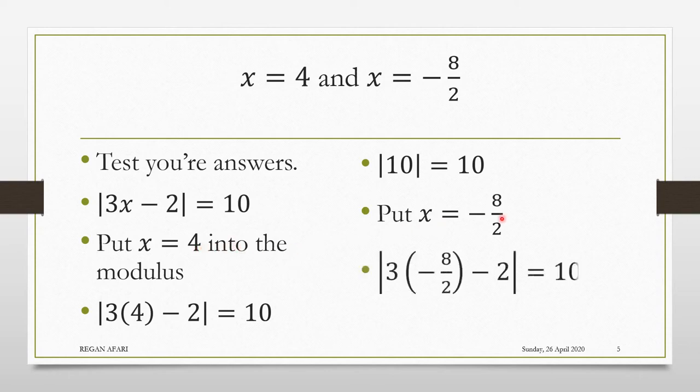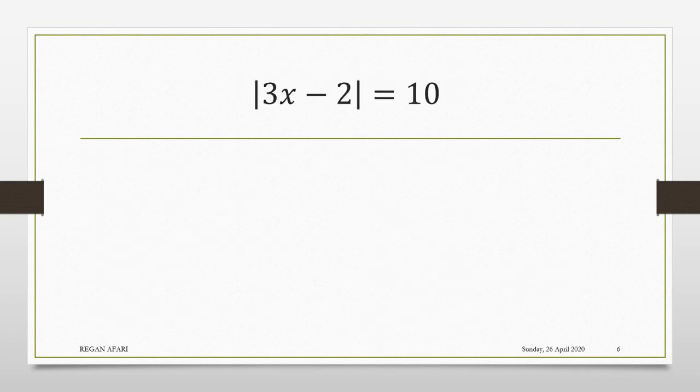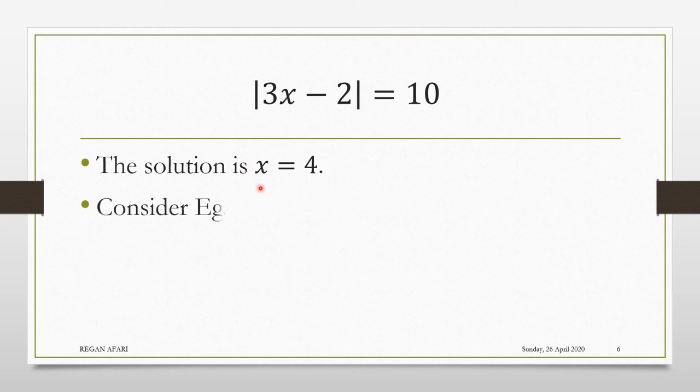But when you put the second answer into the function, you would get negative 14. The absolute of negative 14 is actually 14, and that is not equal to 10. So we will not take the second answer. Therefore, the answer that we are going to accept is x equals 4. All right, let's take another example.